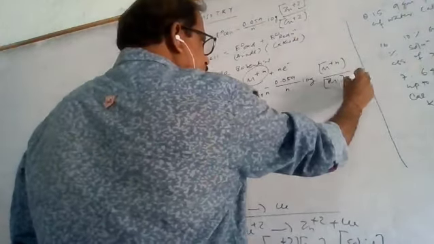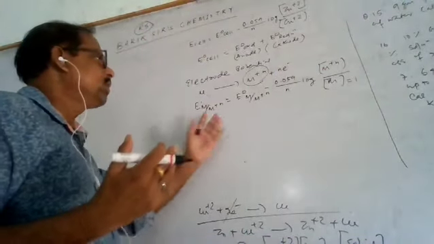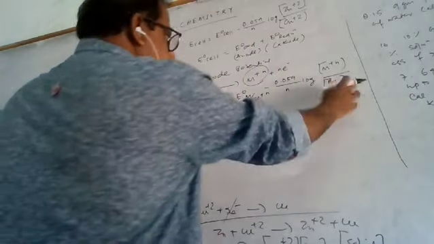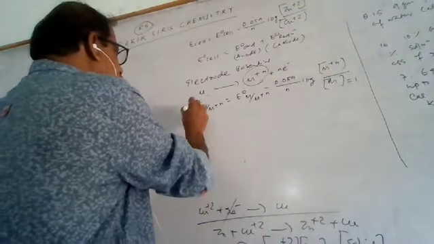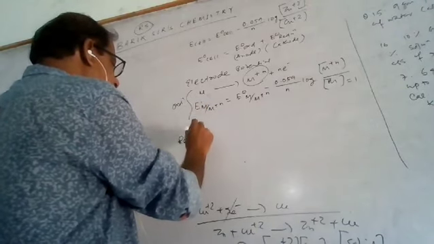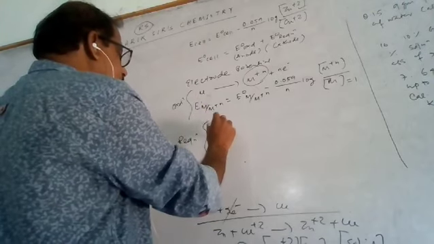But being the M concentration is 1, that is nothing but E of M by M plus n is equal to distance. So this concentration will be 1. So this is the oxidation potential. Similarly, we will say the reduction potential, how it is written.